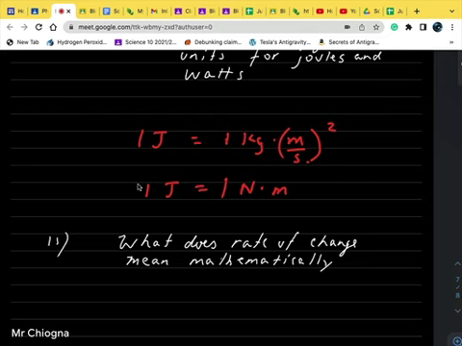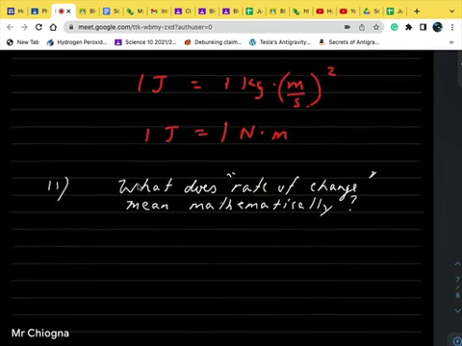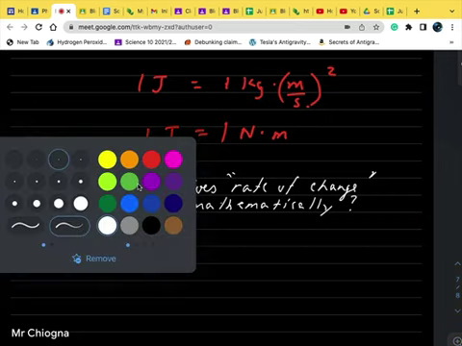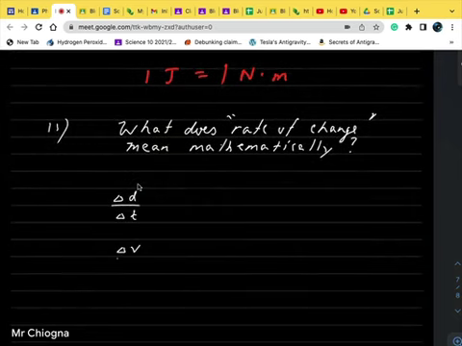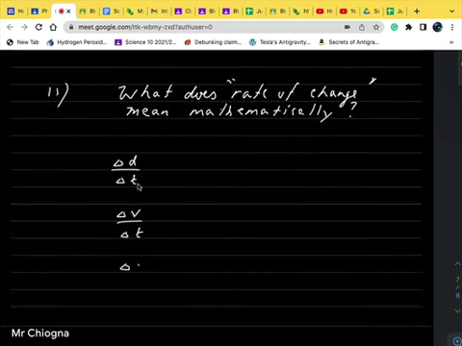What does rate of change mean mathematically? The rate of change of velocity, the rate of change of displacement, the rate of change of displacement is this. The rate of change of velocity is this. The rate of change of momentum is this. What am I doing in all three cases?